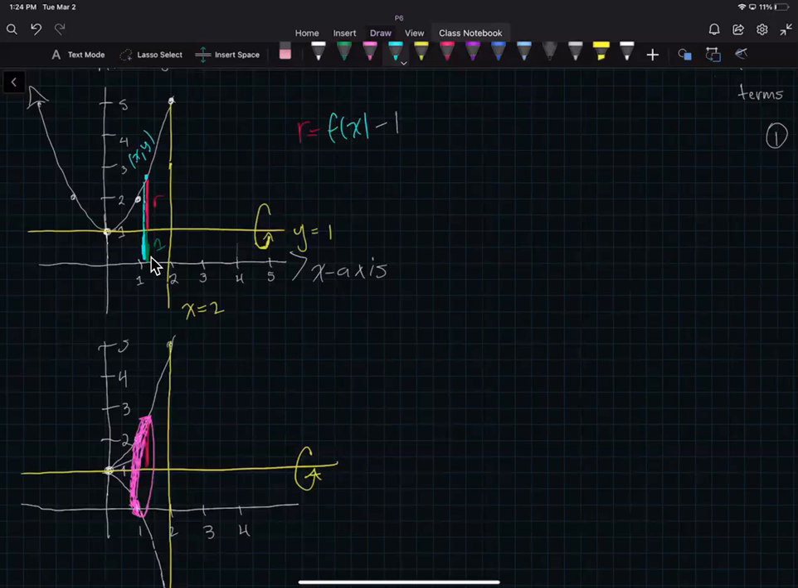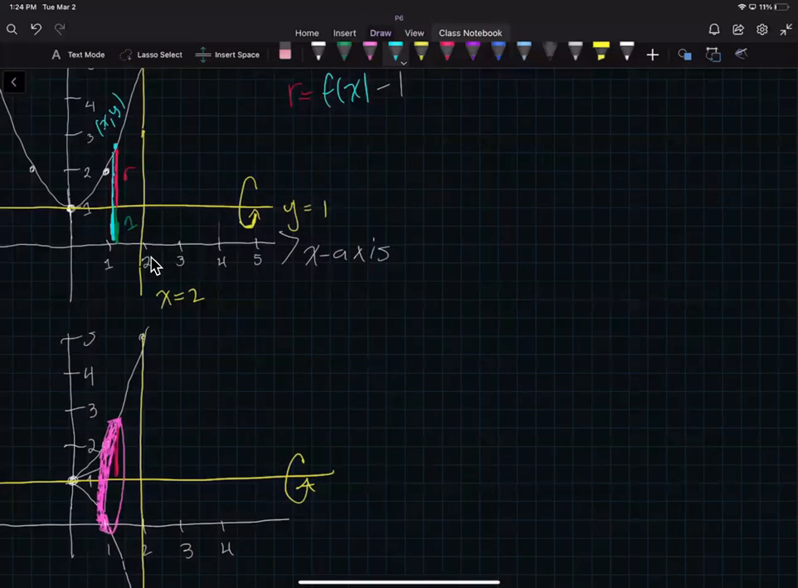F of x is larger because f of x is from the x-axis to the function. So because f of x is larger and I'm trying to find r, then I have to subtract this green part. So that's why it's minus. It makes logical sense. r has to be smaller than f of x, so I have to subtract something from f of x. That's the reason why. Any other question?